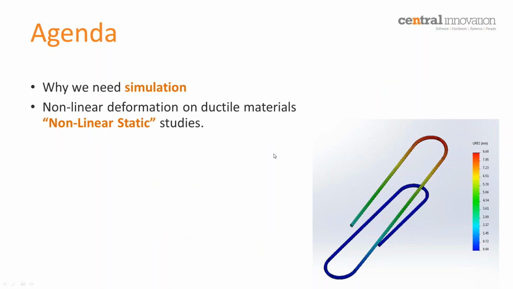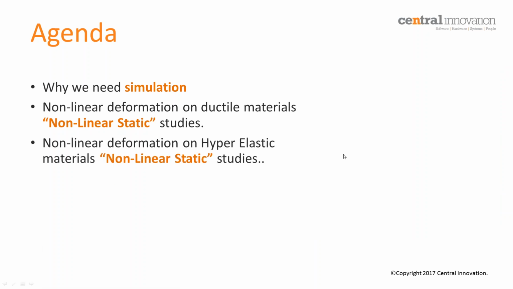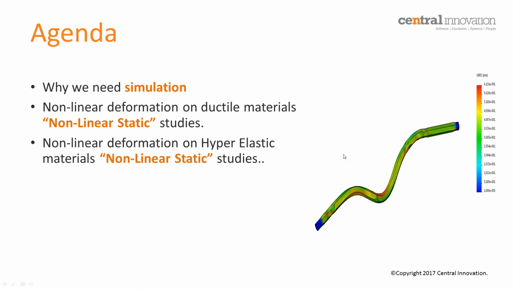After that, we start the first case study with a nonlinear deformation on a ductile material, the case of a nonlinear static study, so we understand how we capture the nonlinear deformations. When we finish the first case study, we look at nonlinear deformation on a hyperelastic material, the important figures we have to consider, and what sort of formulation we have for hyperelasticity. Again, this would be a nonlinear static case.